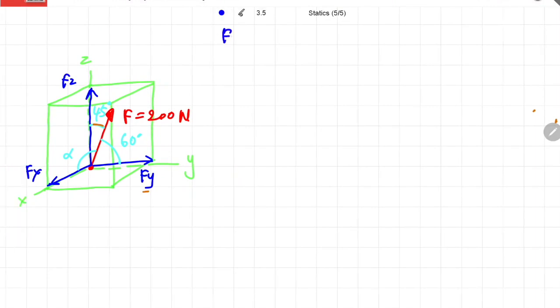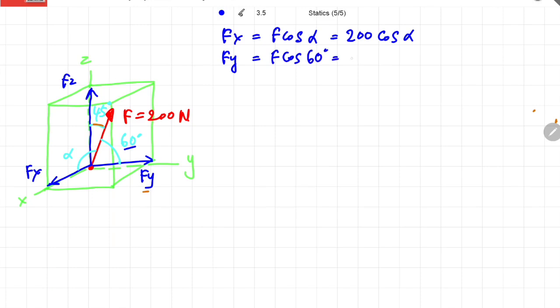Okay, using the formula I gave to you earlier, we can calculate the magnitude of fx by using the formula f cos alpha. Our f in this case is 200 Newton and alpha is unknown, so we just leave it as it is. We can also calculate the magnitude of fy using the formula f cos beta, and our beta in this case is 60 degrees. So substitute f to be 200 Newton and cos 60. Use your calculator and you will get a value of 100 Newton. So the magnitude of f along the y direction is 100 Newton.